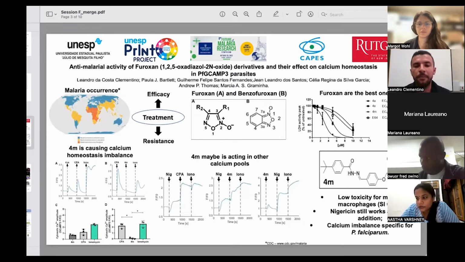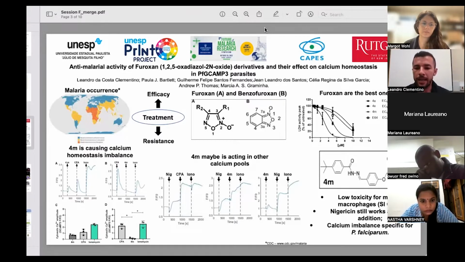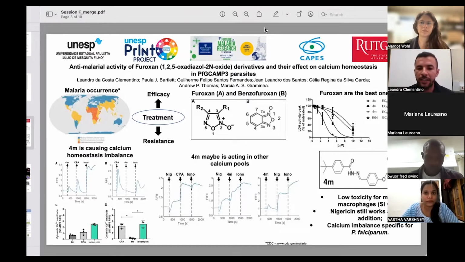So for M may be acting on other calcium pools, and maybe it's causing the acidification of the cytoplasm. Additionally, we saw that for M has low toxicity, and this calcium response is specific for Plasmodium parasites. Once we tested against murine hepatocytes, we didn't see any response. These results put for M as a good scaffold for further studies in malaria drug development. Thank you.